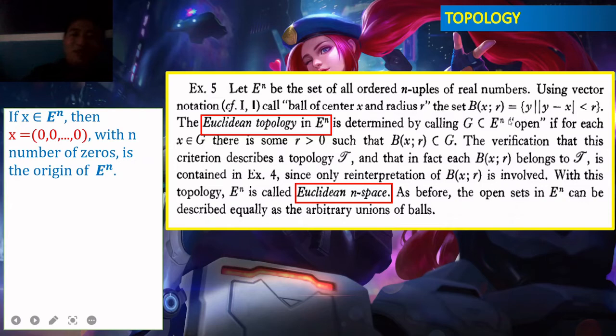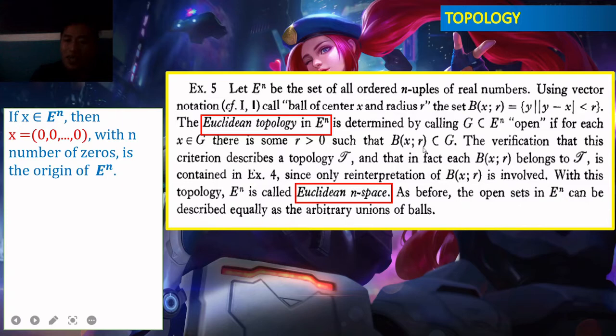Okay. Now, the property of the ball is the same: y such that the norm of y minus x is less than r. So there are elements. Okay, the Euclidean topology in EN is determined by calling G, a subset of EN, open if for each x element in G, there exists some r greater than 0, same as the property earlier, such that B(x, r) is a subset of G.